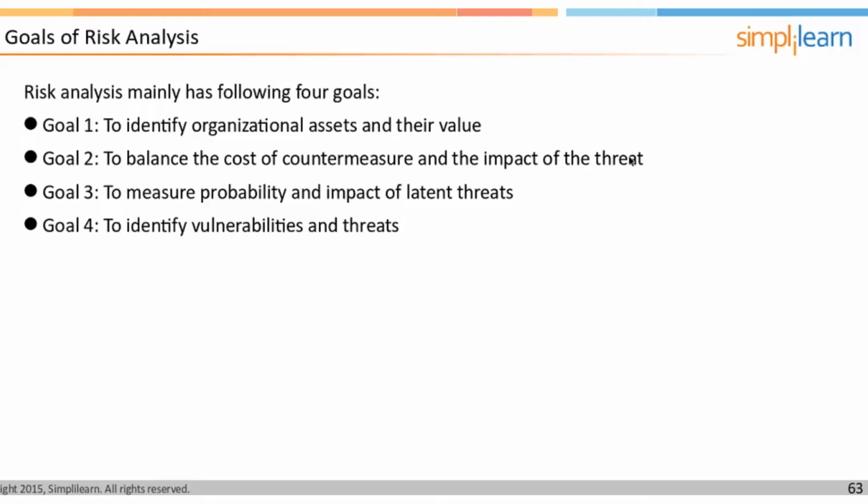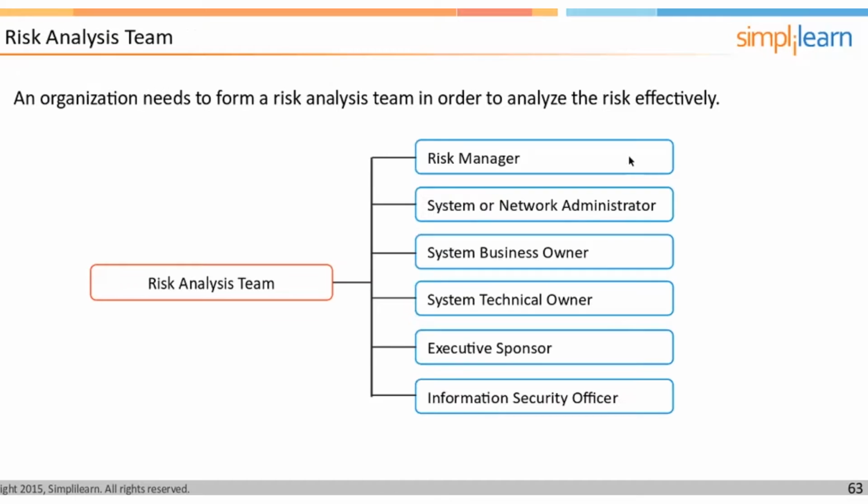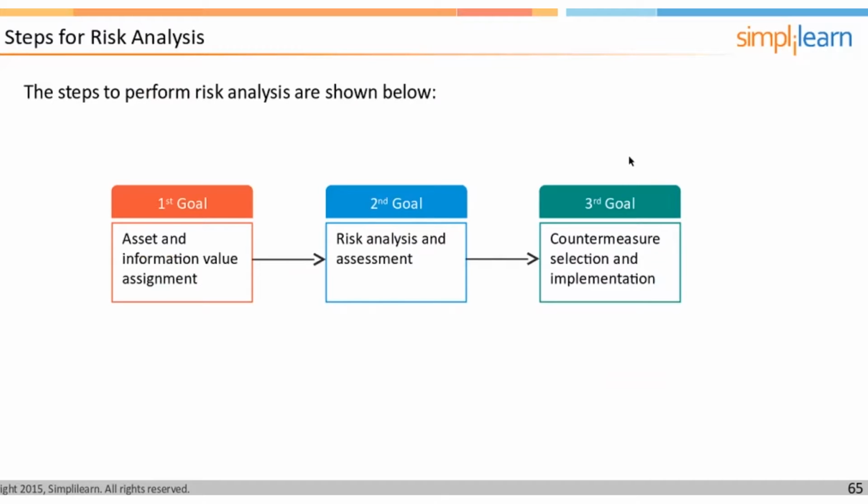All right, so that's one part. Another goal is to balance the cost of countermeasures and the impact of the threat. The other goal is to measure probability and impact of latent threats. Latents are hidden threats, and obviously you will identify the vulnerabilities and the threats. You can have a risk analysis team, which needs to be specialized people who know how to do the risk analysis. To begin with, you will figure out which are your assets and the values of those assets. And when I say value, it's both the tangible as well as the intangible.